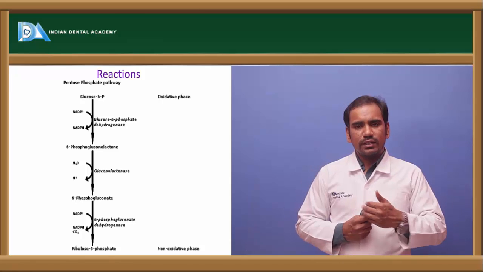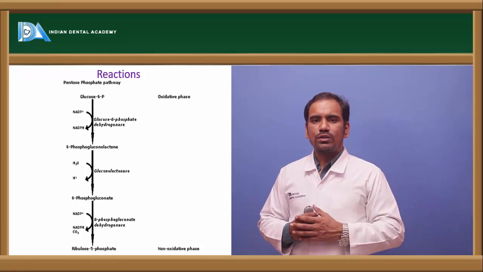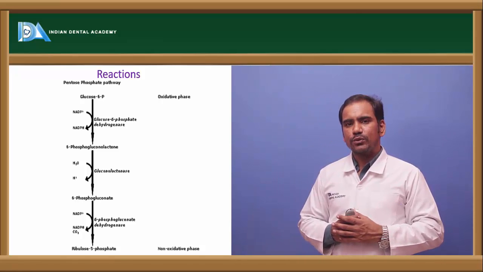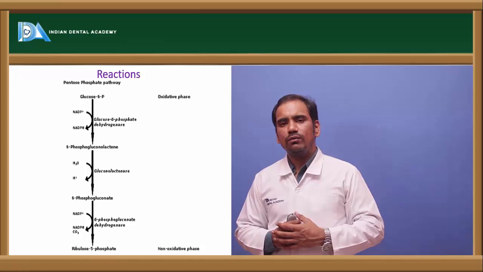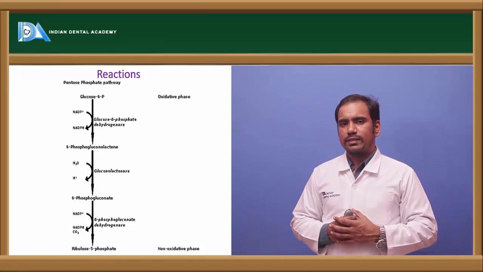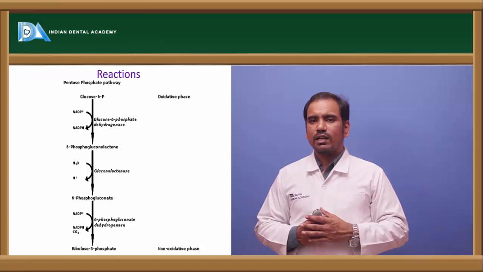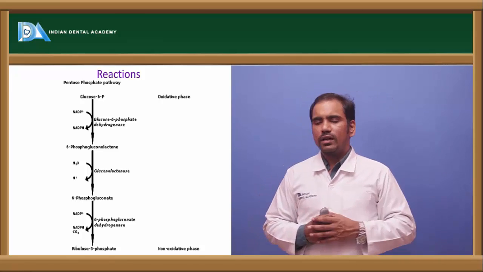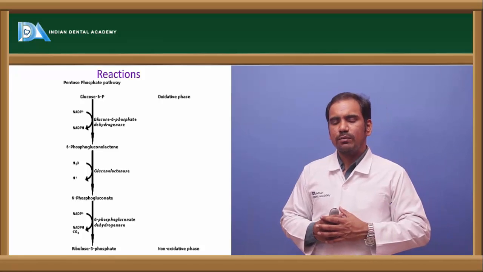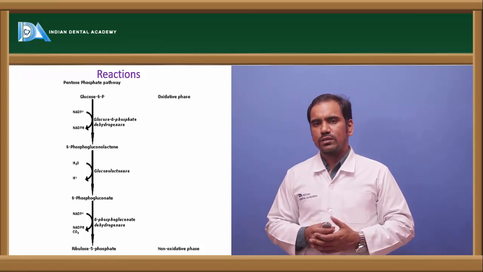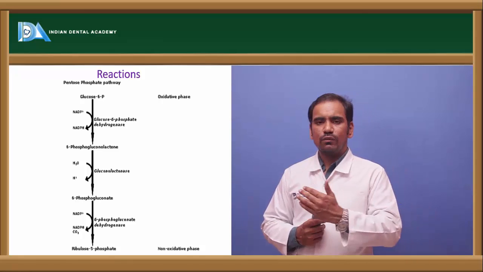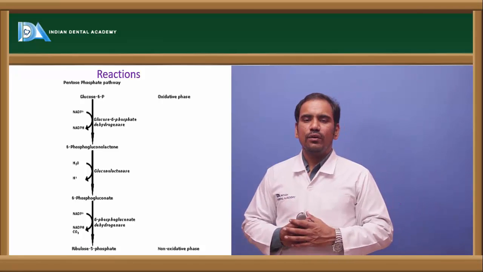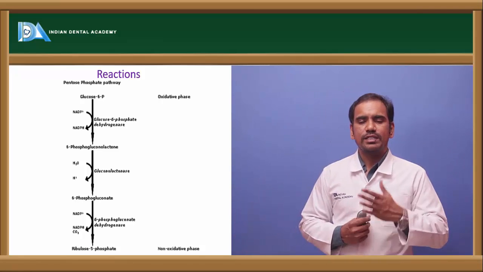Here decarboxylation also occurs, so this is oxidative decarboxylation. There is reduction of NADP plus to NADPH, and also removal of one carbon as carbon dioxide. So the 6-carbon 6-phosphogluconate is converted to a 5-carbon sugar called ribulose 5-phosphate by the action of the enzyme 6-phosphogluconate dehydrogenase. Up to these reactions, the conversion of glucose 6-phosphate into ribulose 5-phosphate, this phase is called phase 1 or the oxidative phase of the HMP pathway.